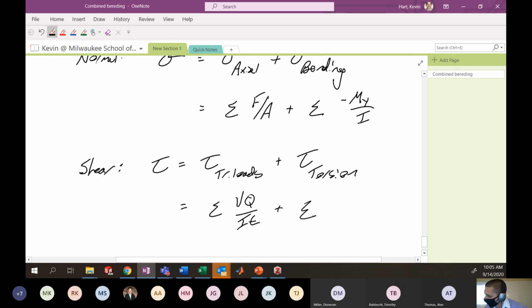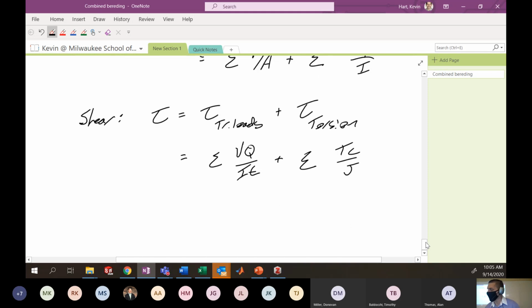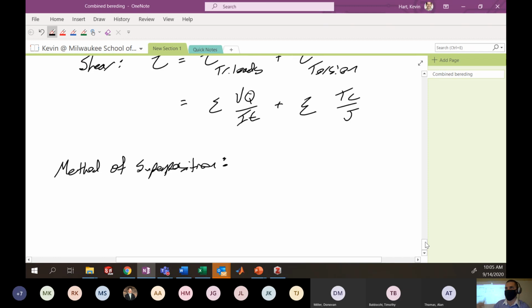And then also, we're going to add to that the contributions of torsion, which is going to be Tc over J, where T is the torque, c is the distance from the center of the circular member, and J is the polar moment of inertia. All right, so there we go with our normal and shear stresses. And we said that we could sum the contributions of these individual elements, the loads and the torques, using what's known as the method of superposition. That's adding each individual contribution by looking at it on its own, and then giving us a full total sum.